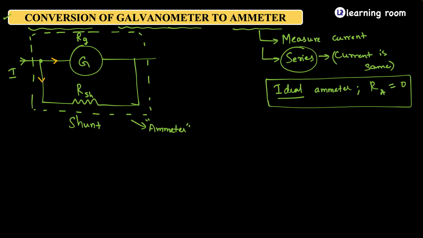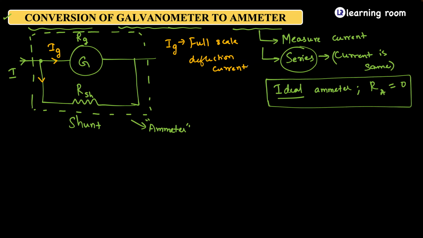According to Kirchhoff's first law, if I take this current to be Ig, where this Ig is called the full scale deflection current. So what is it called? It's called the full scale deflection current.